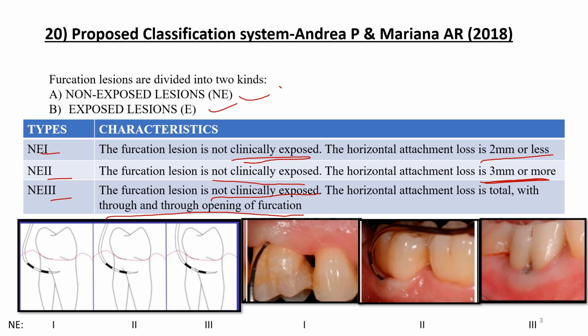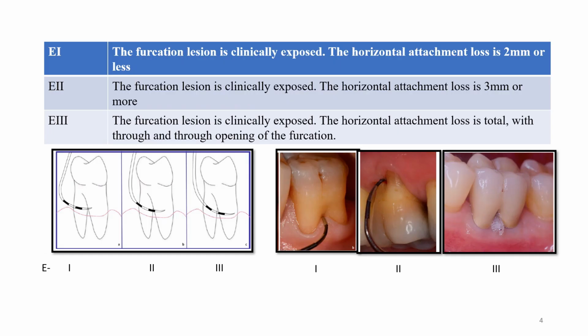So here they have shown with the help of figures also, with the line figures as well as with the clinical pictures, that here measurement is less than 3 mm, here 3 mm or more, and 3 here through and through furcation involvement. But in all of them, furcation lesion is not clinically exposed. That means gingival recession is not there. Another one is exposed lesion. That is the furcation lesion is clinically exposed.